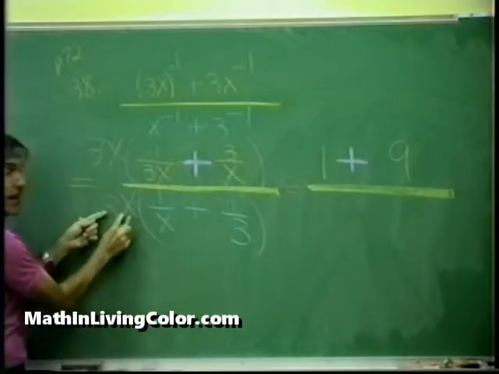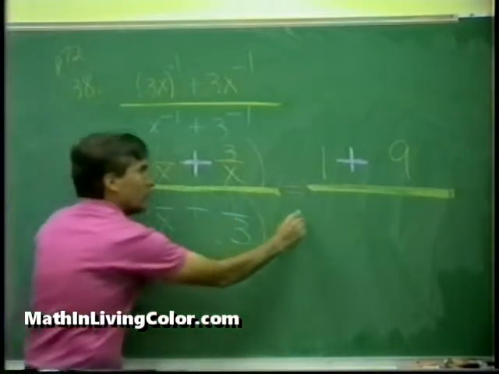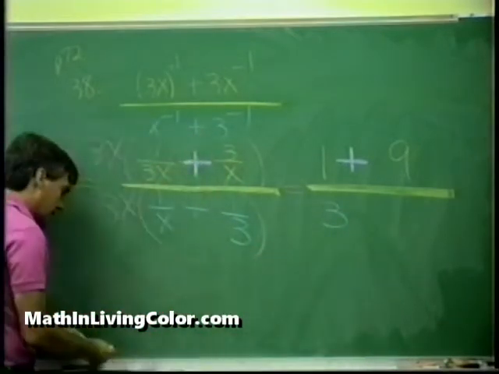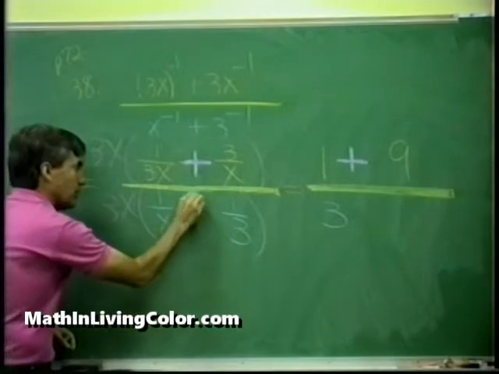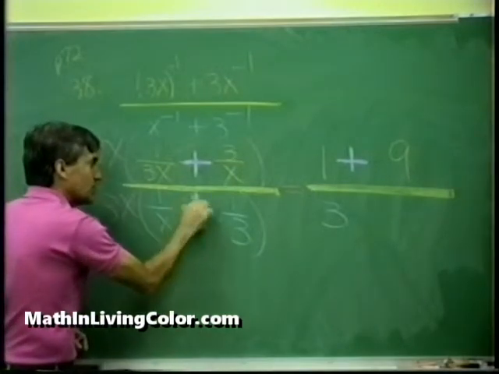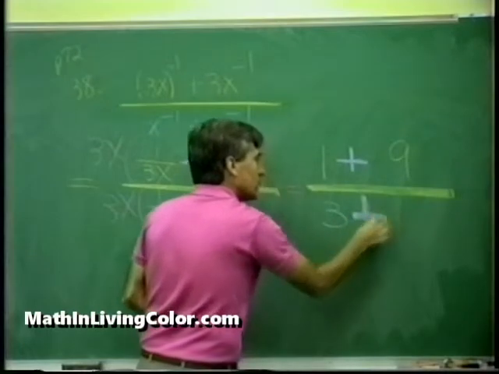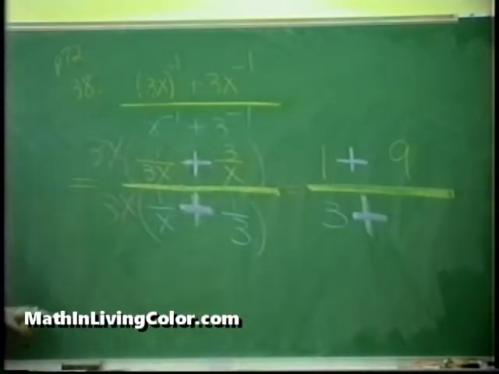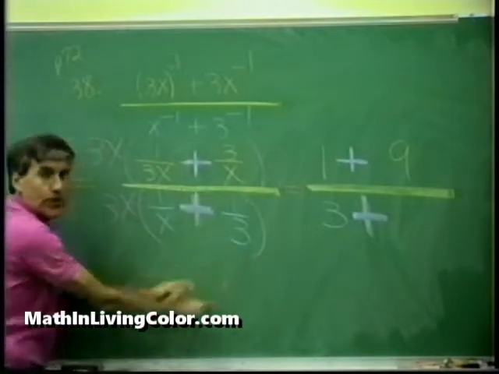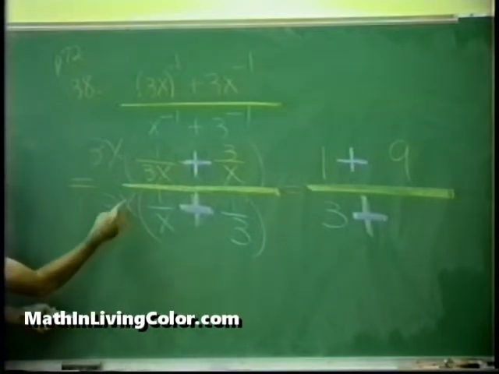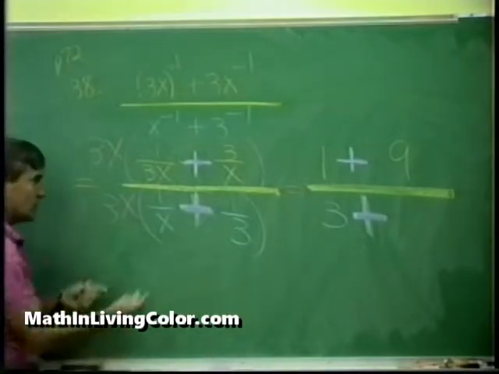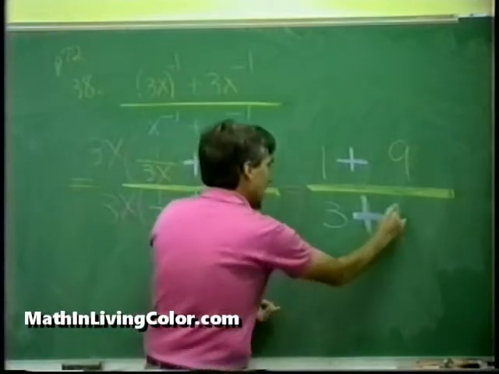The x divides out. You're left with 3 in the first position. Okay? Now, I got this plus sign right here, right? This plus sign is going to be this plus sign, right? Okay? And now what? 3x times 1 over 3. What happens? The 3's divide out. What's left? X. All that's left is just the x.